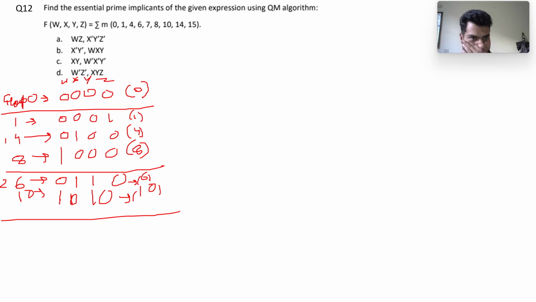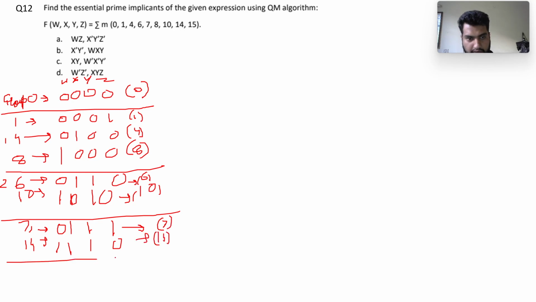And finally we have group 3 where there are 3 ones, that is 7 and 14. So this is 0 1 1 1, 14 is 1 1 1 0. So this is 7 and this is 14. And finally we have the 4 ones group, which is 15. So we write 1 1 1 1.